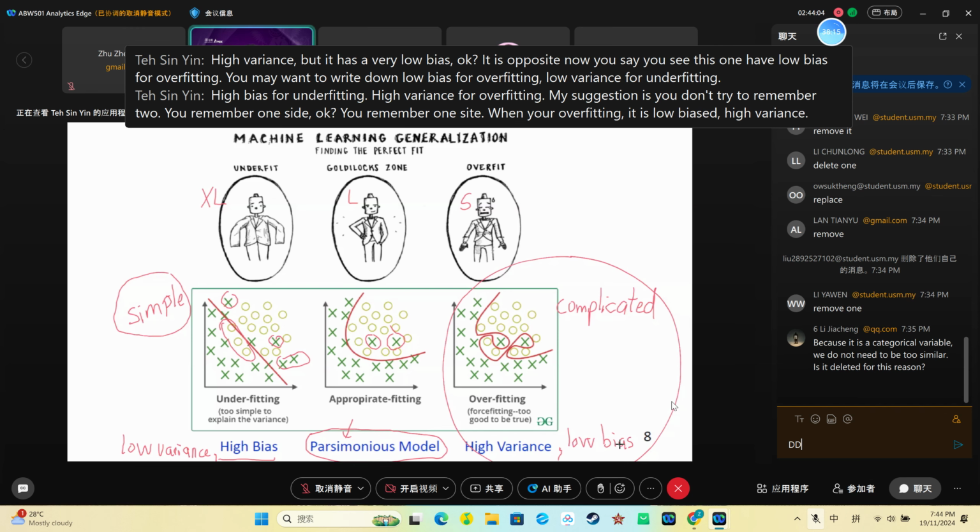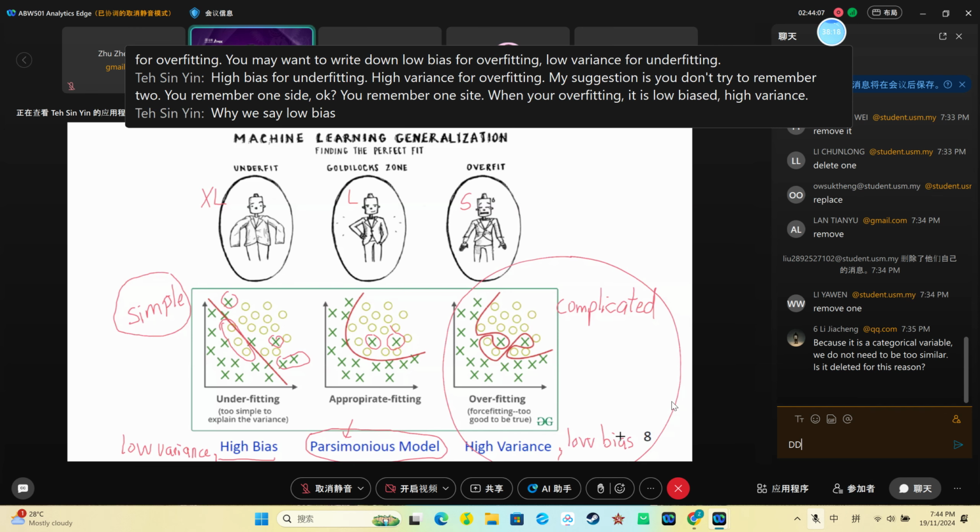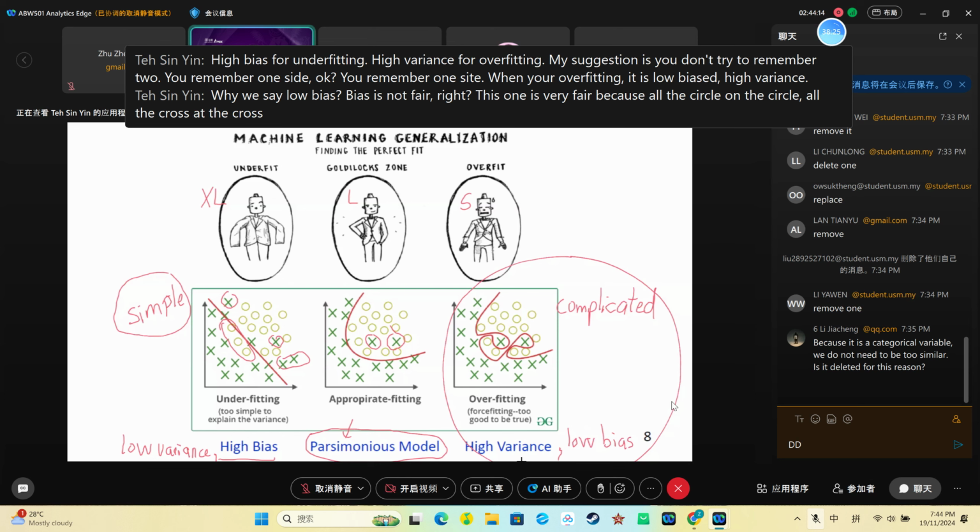Why do we say low bias? Bias is not fair, right? This one is very fair because all the circles are on the circle and all the crosses are at the cross, but it has a very high variance. I'm going to explain to you why this is high variance.